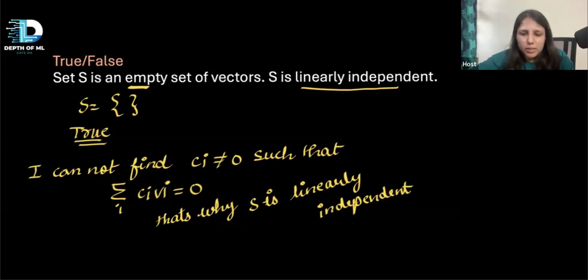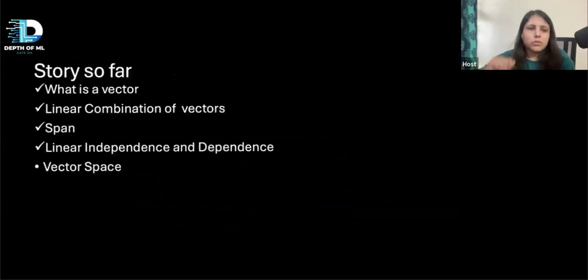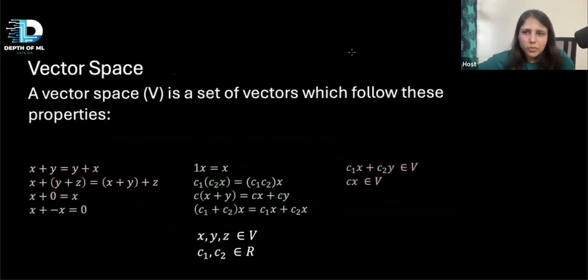Okay, let's move on to another. So we have covered vectors, linear combination of vectors, span, linear independence, and dependence. Then in the last lecture, we talked about vector spaces, right? So what is a vector space? A vector space is a set of vectors which follow these 10 properties. And we had talked about these properties in detail.